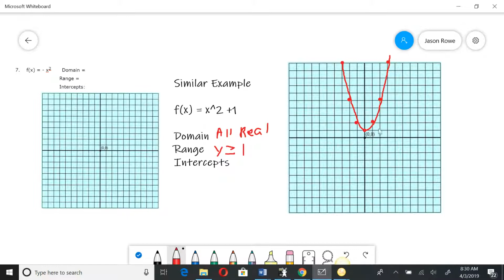Now the intercepts is where the graph crosses the x-axis or the y-axis. So it just says intercept, so you've got to find the x-intercepts and the y-intercepts. It doesn't cross the x-axis, so there's no x-intercepts. There is a y-intercept right there at the vertex, so the only intercept is 0, 1. So that's what I need to see in number 7.